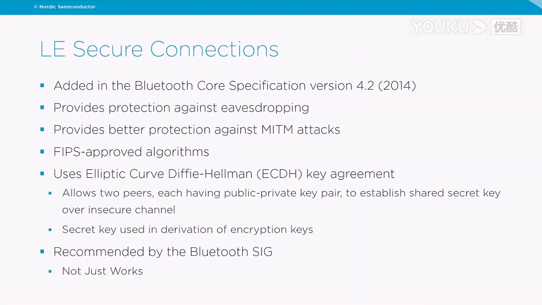Then we have LE Secure Connections. This was added in specification 4.2 back in 2014, and it provided much better protection against eavesdropping and also better protection against man-in-the-middle attacks or active attacks. It uses FIPS approved algorithms, and it also uses elliptic curve Diffie-Hellman key agreement. This allows two peers, each having a public-private key pair, to establish a shared secret key over an insecure channel. This secret key is then used to derive encryption keys that are used to encrypt the link.